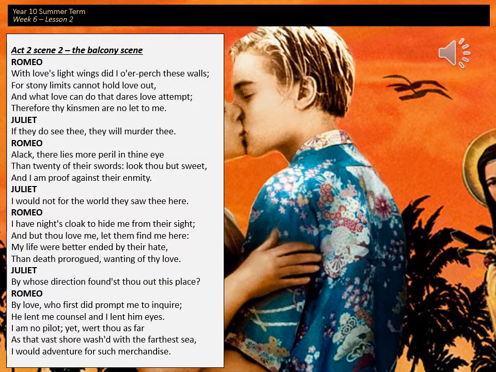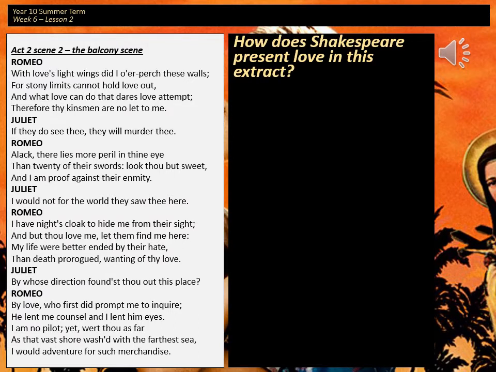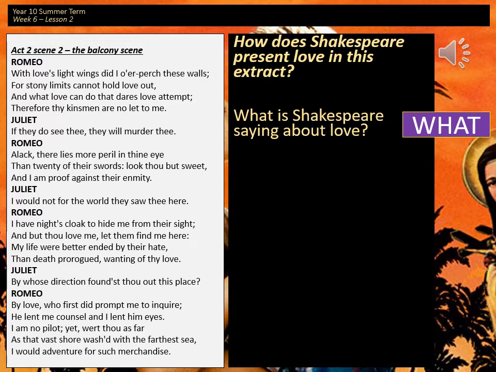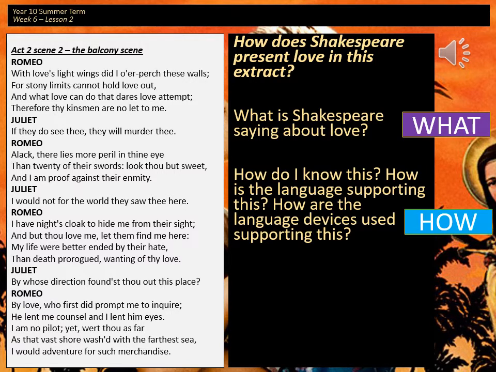So there's my extract, there's my question. How does Shakespeare present love in this extract? So essentially, I'm asking myself, what is Shakespeare saying about love? How do I know this? How is the language in that extract supporting those ideas?